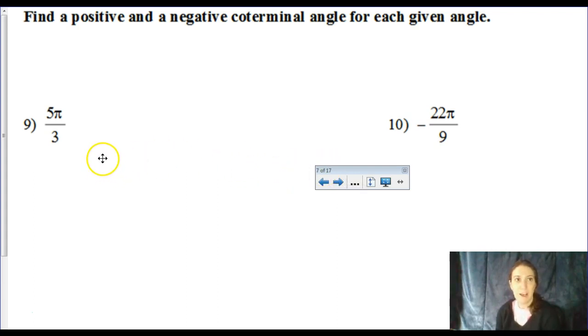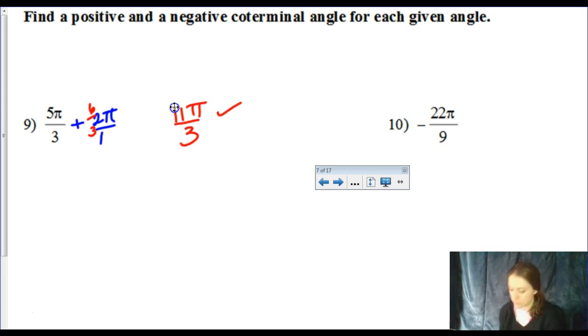Same thing with radians. Here, if I am going to come up with 1 positive coterminal angle, I would be adding a rotation of 2 pi. So you do have to think about fractions here. If you don't have a calculator, it's not the end of the world. This becomes 6/3 pi, right? So that's 11 pi over 3. That would be 1 positive coterminal angle.